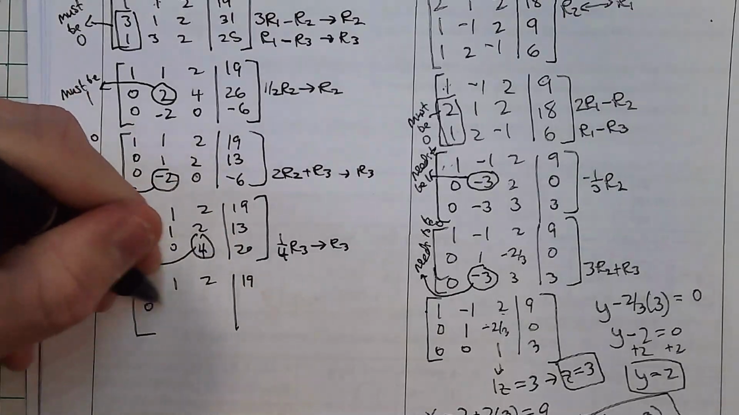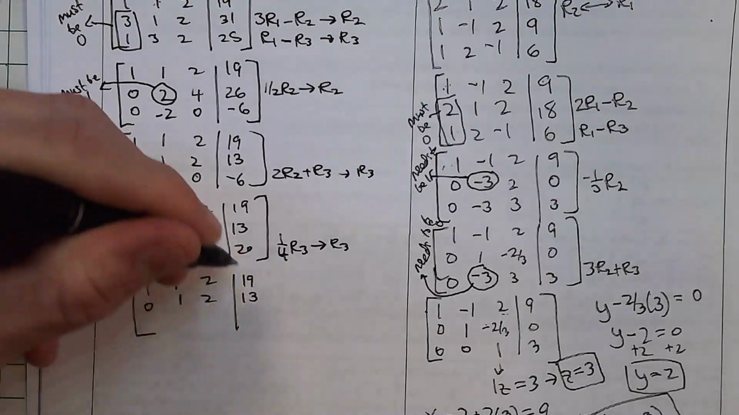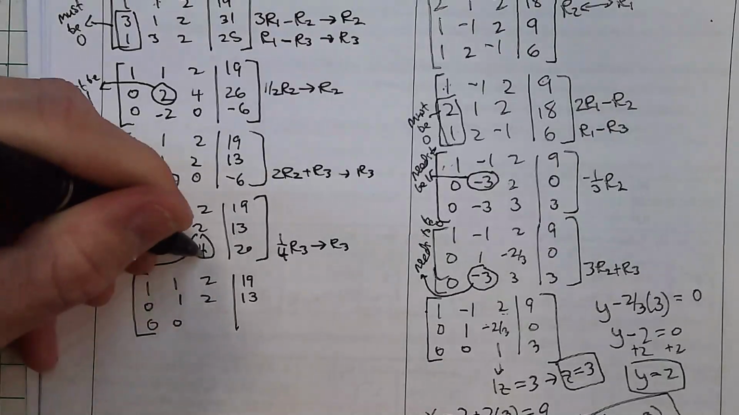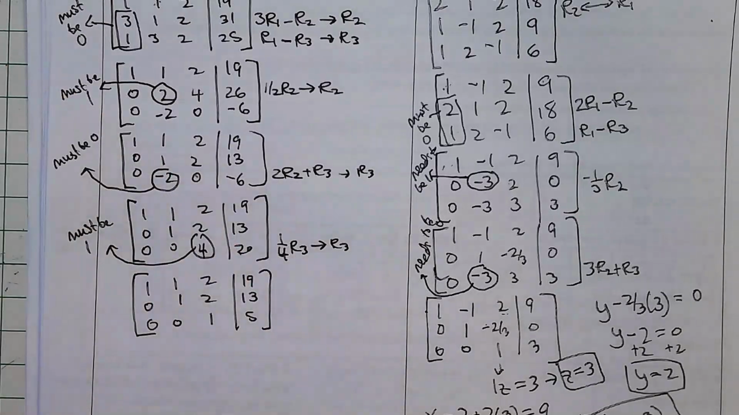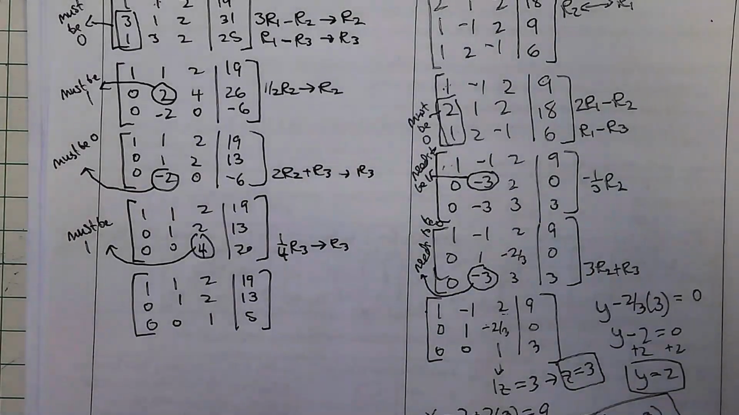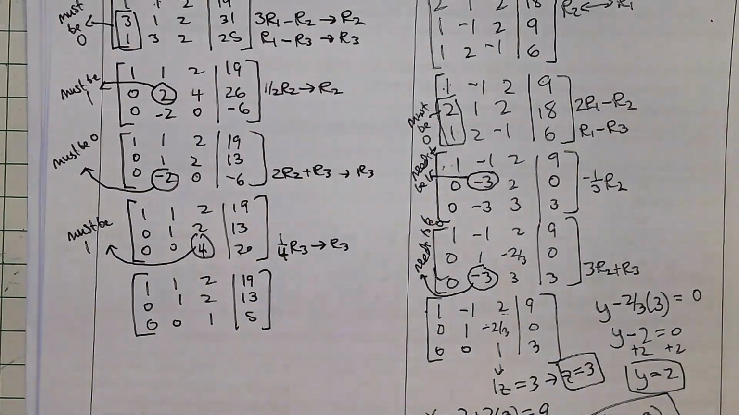Riley's like, why did I come to school today for this garbage? 4 divided by 4 is 1. 20 divided by 4 is 5. 10 minutes, jeez. Gosh. It's going to cut into my approval rating.